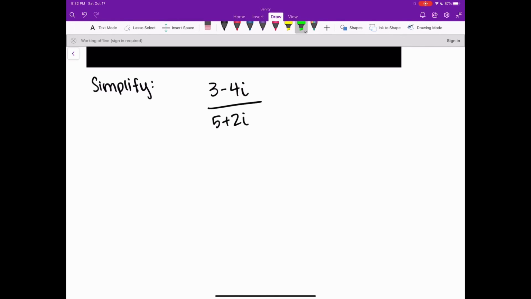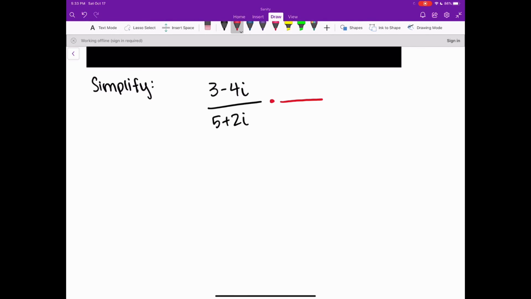So here I have two complex numbers being divided by each other. This would be a good example to get down. We have 3 minus 4i being divided by 5 plus 2i. Remember when we rationalized the denominator, we multiplied by 1? And sometimes that 1 looked like square root of 2 over square root of 2 or square root of 15 over square root of 15. Essentially, it was still considered just 1. We're going to do the same thing, but now use the complex conjugate of the denominator.